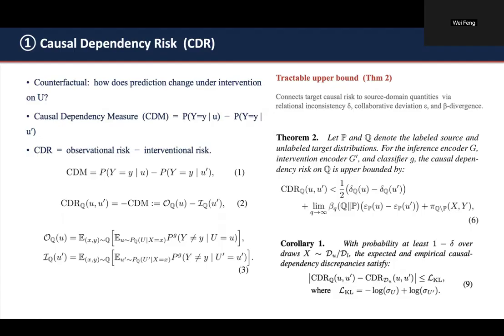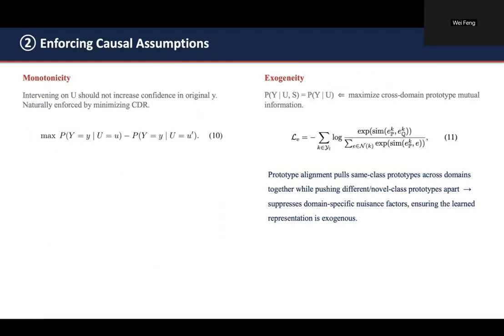And then we translate the two carrier assumptions into the learning objective: exogeneity and monotonicity. Monotonicity is encouraged by minimizing CDR, so intervention on U should not increase confidence for the original label. Exogeneity requires the prediction to depend on U, not on the domain variable S. And then we implement this using prototype level mutual information, which pulls same class prototypes across domains together and separates different class prototypes.